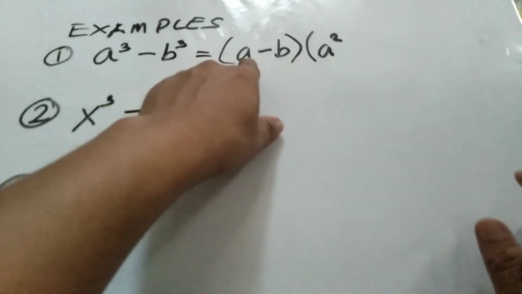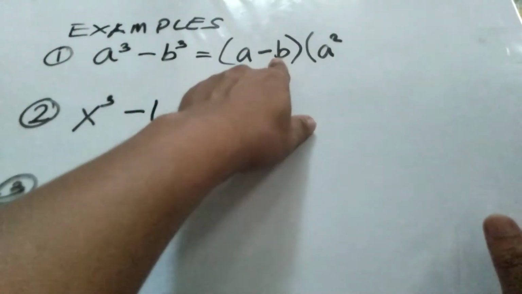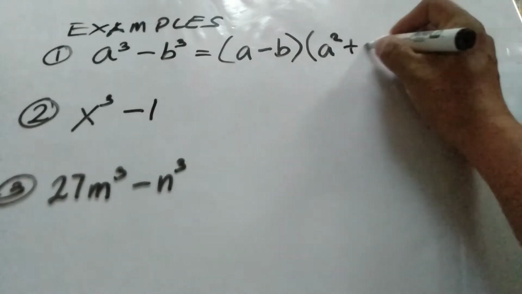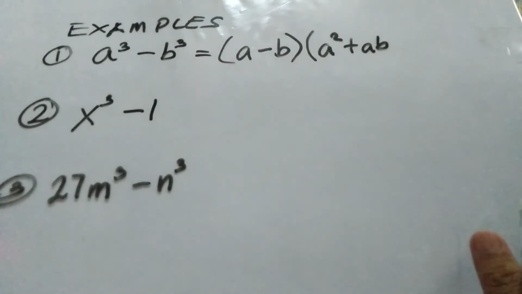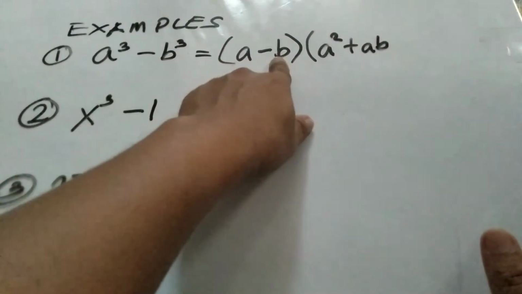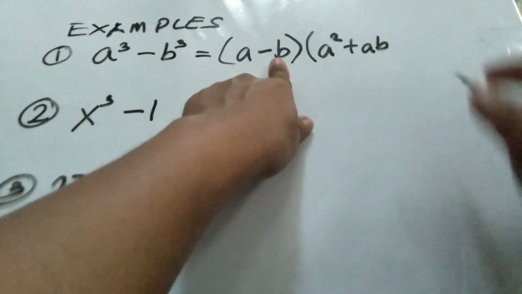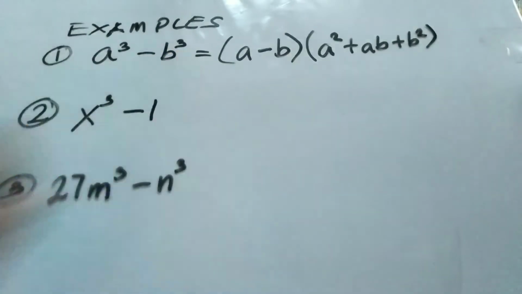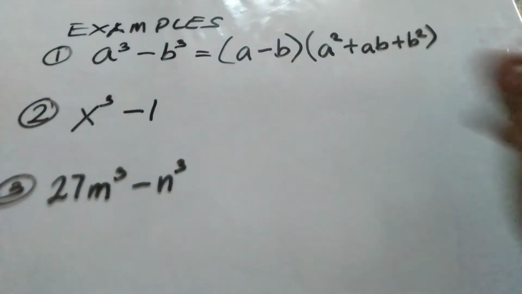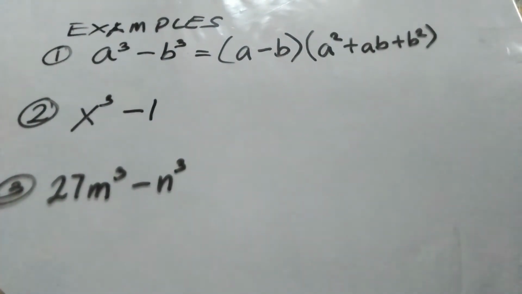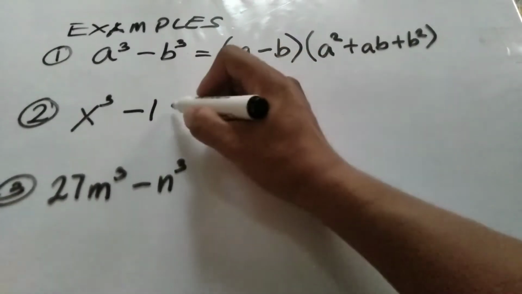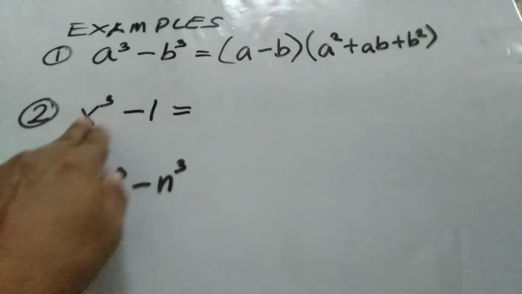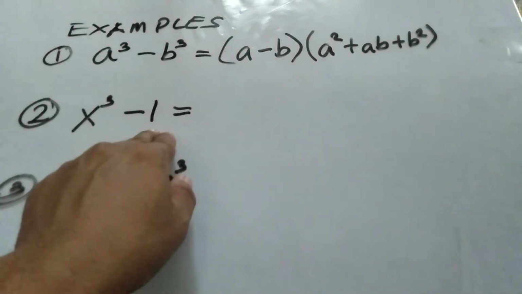Okay? So we have A times negative B times negative 1. The answer is positive AB. And lastly, square the last term. We have positive B squared. Ayan po yung ating factor. Next, number 2. For our number 2, cube root the first term, cube root the second term.